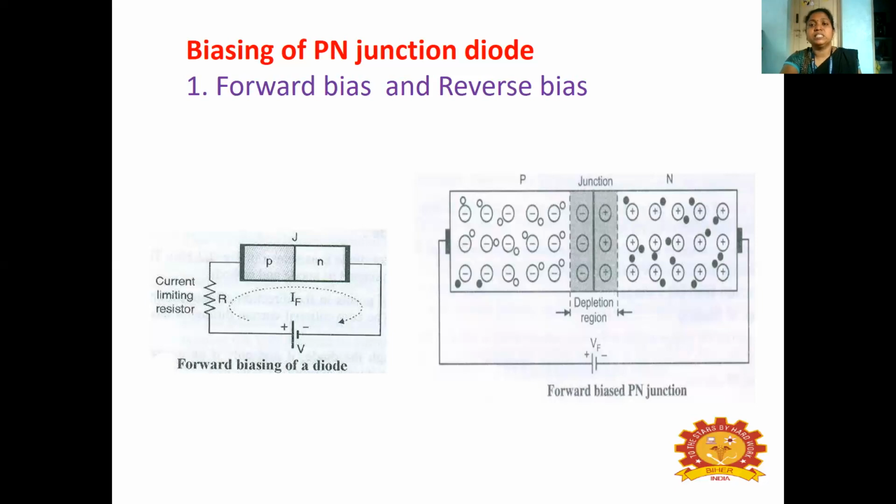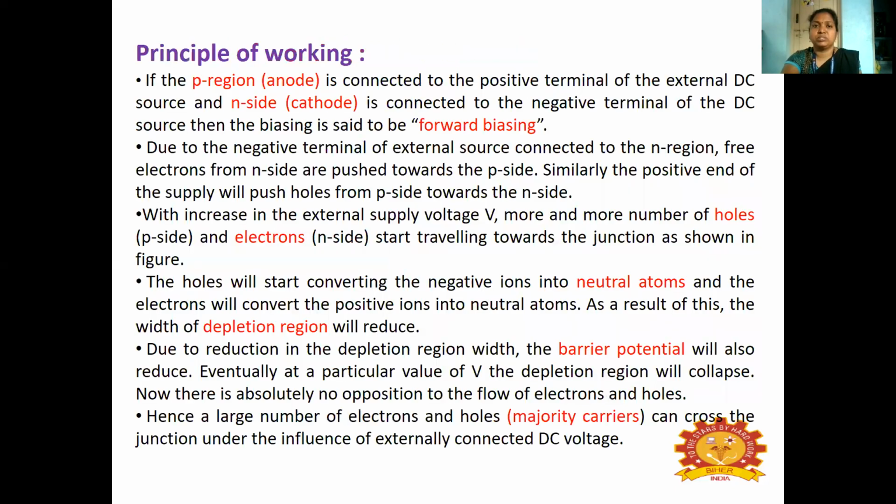So the depletion region is formed due to the immobile free charge carriers from the junction. This is called the operation of the PN junction diode. We will see clearly what the principle of its working is.